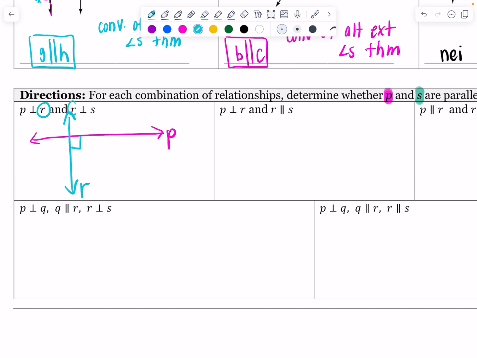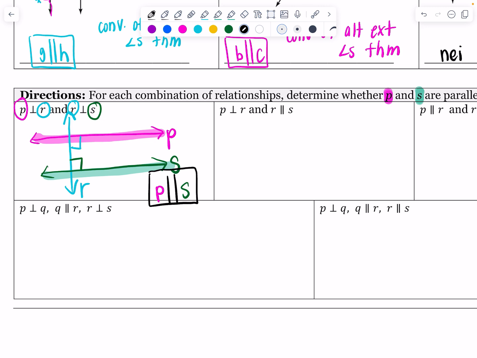And then what does it say about line R? Line R is going to be perpendicular to line S. So I need to draw line S, and I need to make it crossing at a right angle. Okay, that is a right angle box. I could also do it this way. So that is line S. It wants to know, well, y'all, what is the relationship between line P, which is in pink, and line S, which is in green? What is their relationship? That is going to be parallel. Those are facing the same way. So line P is going to be parallel to line S.